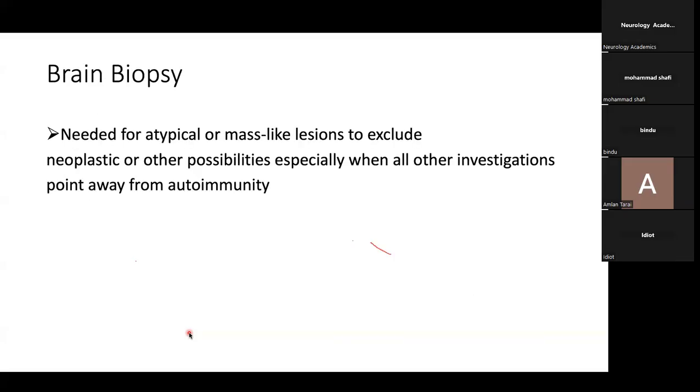Now come to the brain biopsy. Brain biopsy is actually needed for an atypical or mass-like lesion to exclude neoplasm and other possibilities, especially when all other investigations point away from autoimmunity. We suspect it may be a neoplasm or malignancy. In that case, brain biopsy is required.